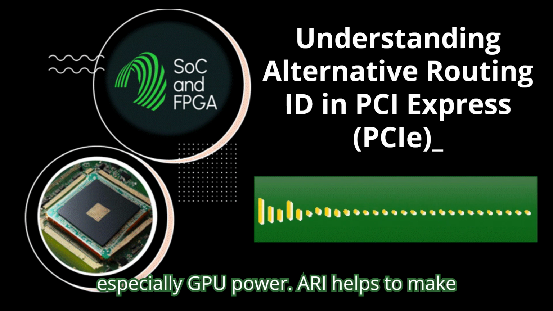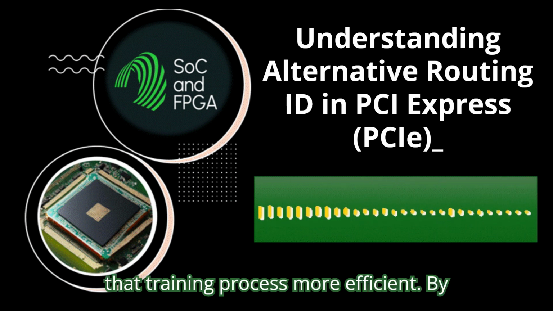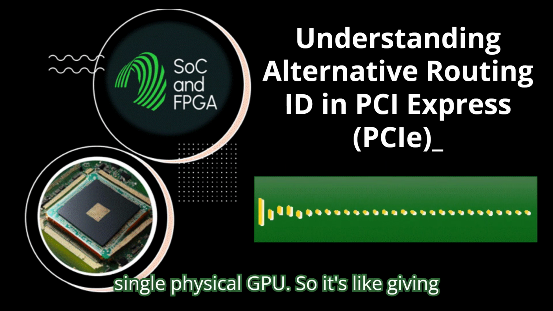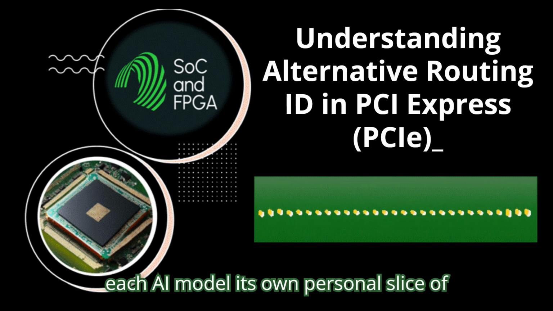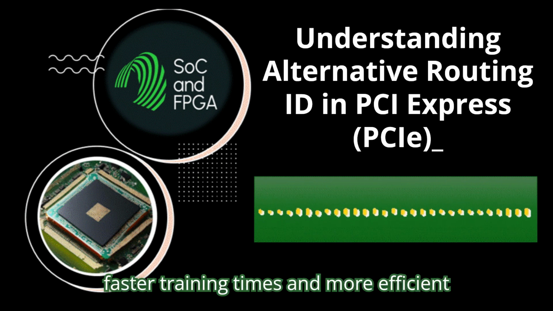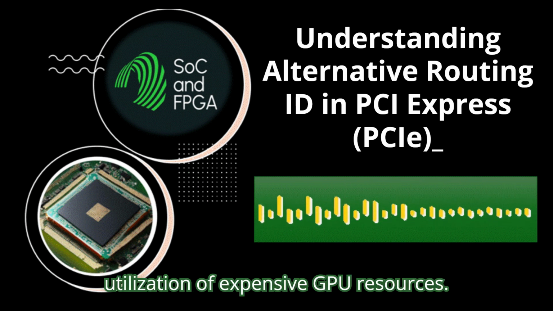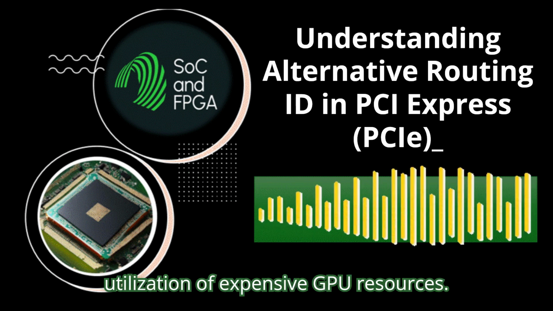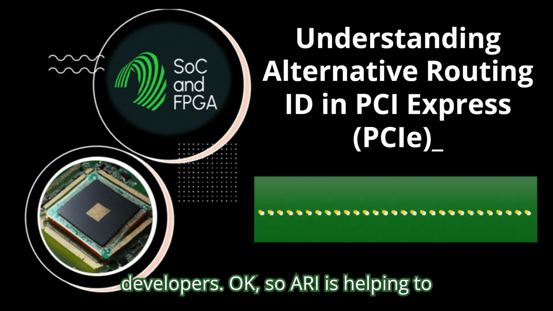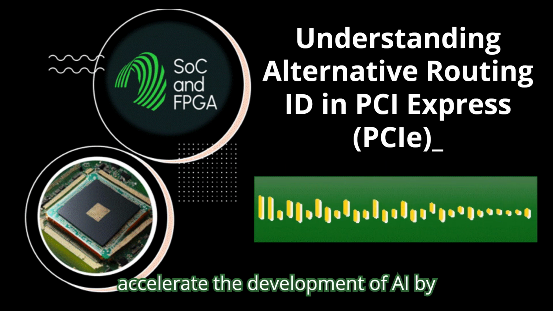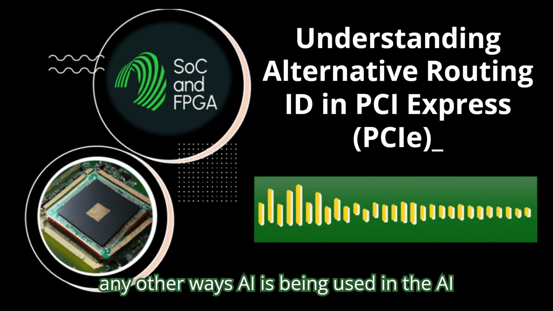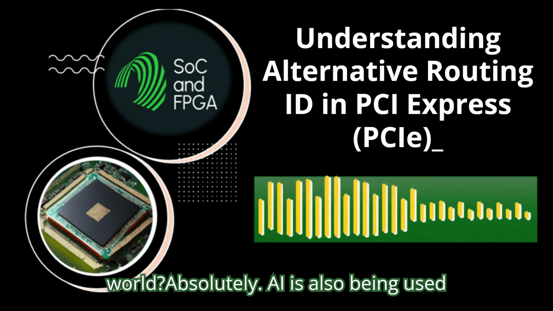Right. ARI helps to make that training process more efficient by allowing multiple AI workloads to share a single physical GPU. So it's like giving each AI model its own personal slice of GPU power. Exactly. This allows for faster training times and more efficient utilization of expensive GPU resources. It's a win-win for AI researchers and developers. So ARI is helping to accelerate the development of AI by making the training process more efficient. That's pretty cool. Are there any other ways ARI is being used in the AI world?